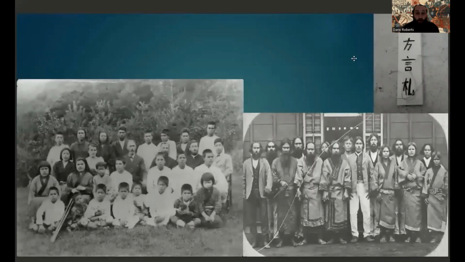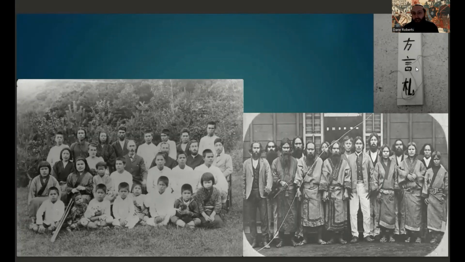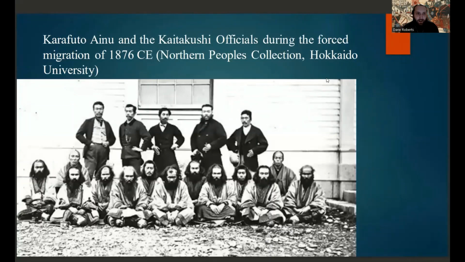And then here are the various assimilation policies. Here are Ainu who are forced to go to Japanese schools. Here are one of the types of badges and cards that they were forced to wear that would not allow them to speak their own native language. And then here, as you can read, are several officials who, in 1876, were forcing these Ainu individuals to migrate further south.